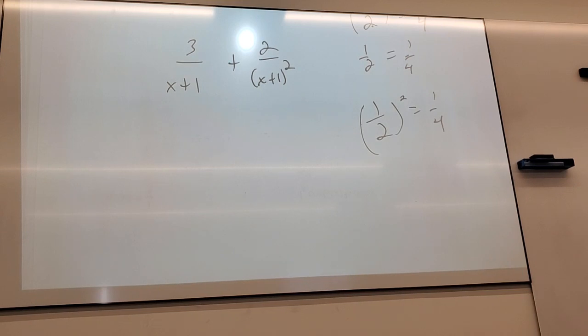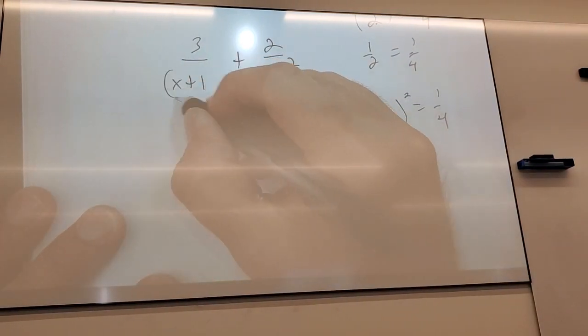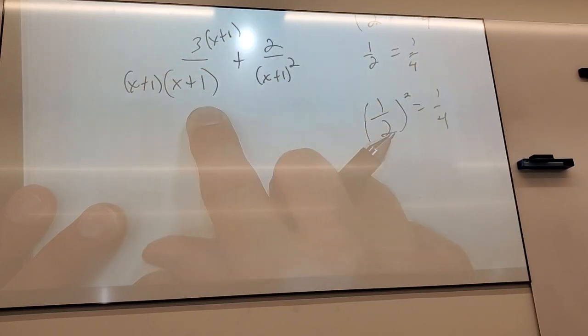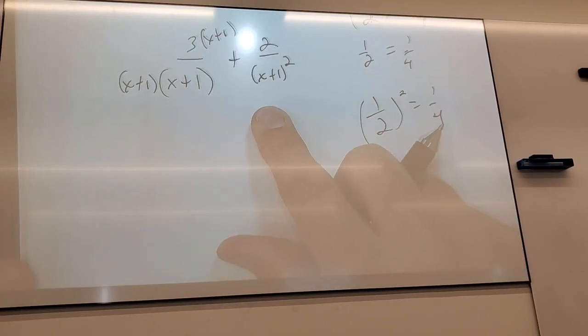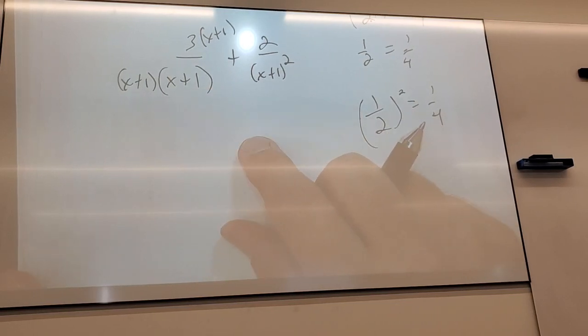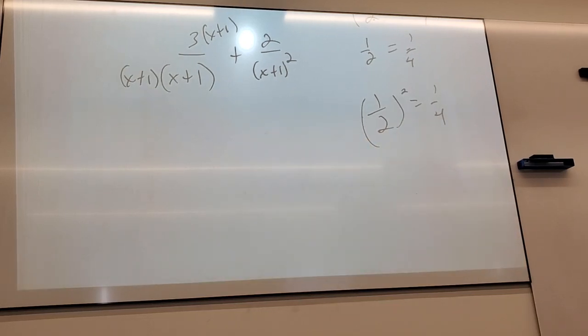So what does that first fraction need? It doesn't need an x plus 1 squared. Multiply it all by x plus 1. It just needs one more x plus 1, because then it has two x plus 1s. Okay, so it's the same thing we did before. I need an LCD, that's all.